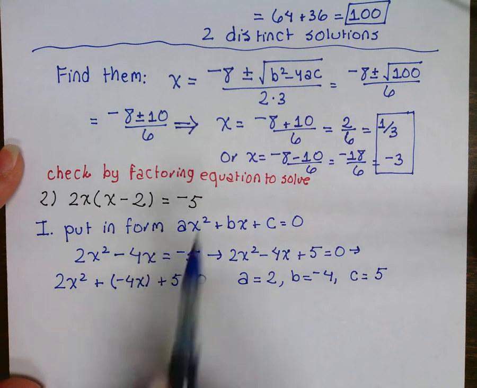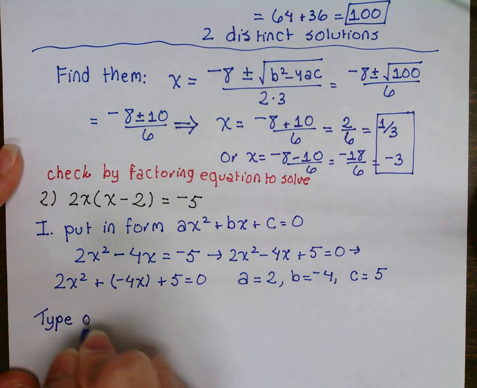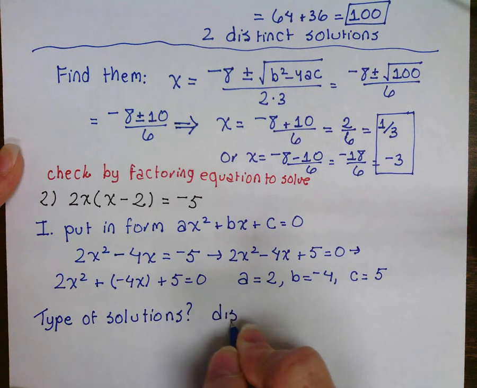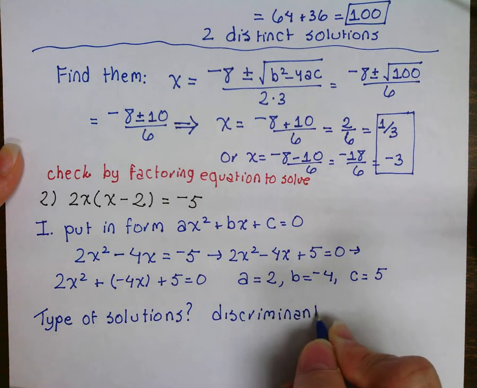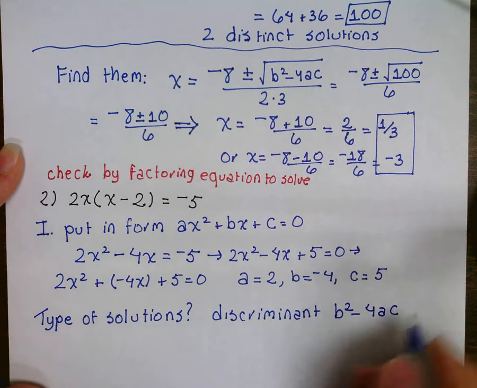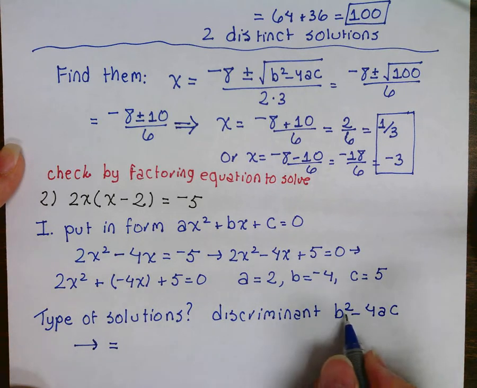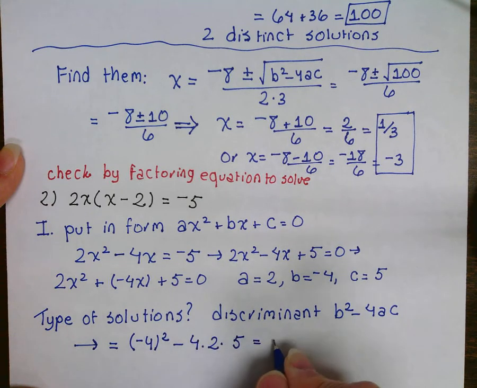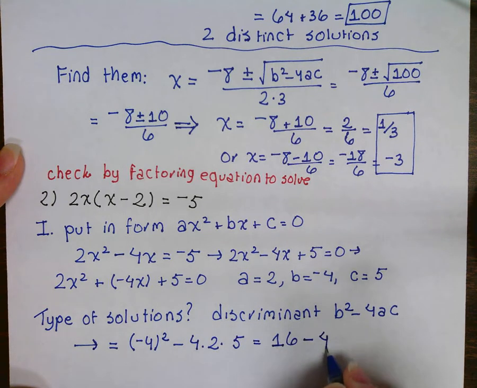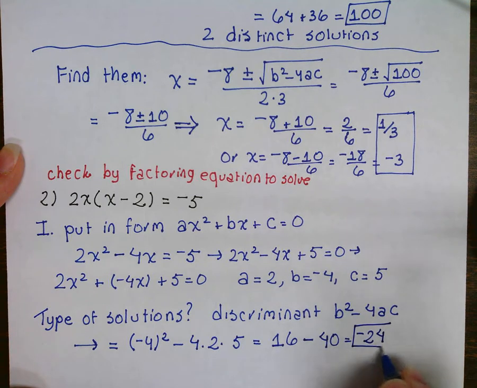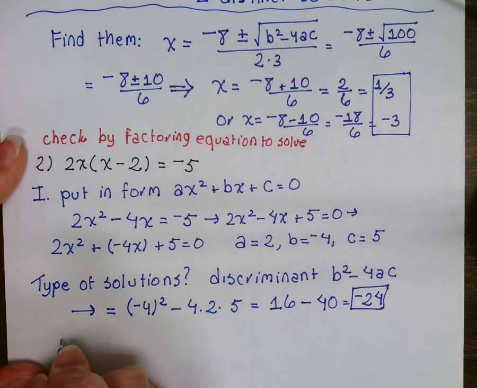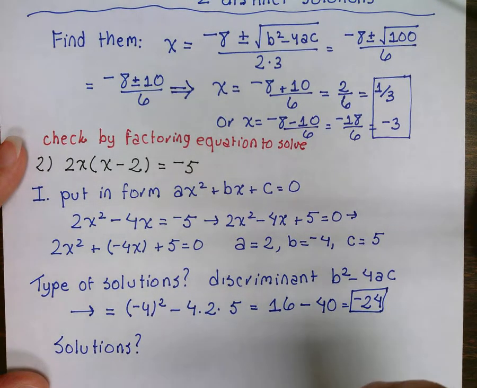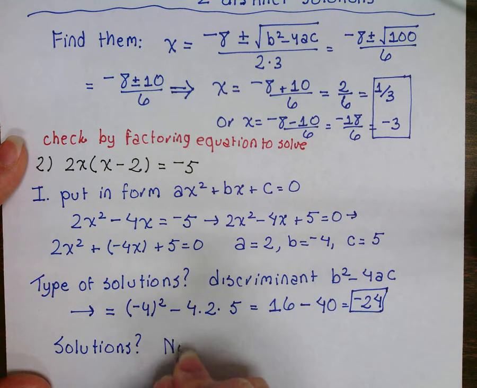Now remember our question, what is the type of solutions? I find the discriminant, which is b squared minus 4ac, and so that is equal to what? Let's see, negative 4 squared minus 4 times 2 times 5, which is 16 minus 40. So our discriminant is negative 24, so the type of solutions: we know that since it's negative, what's under the radical in the quadratic formula will be negative, so there are no real solutions.